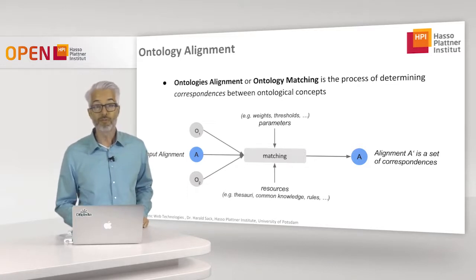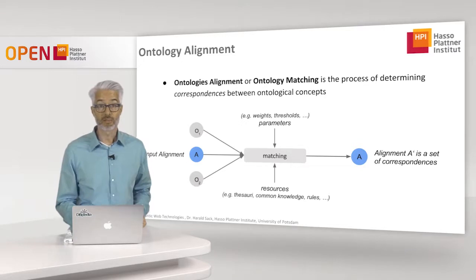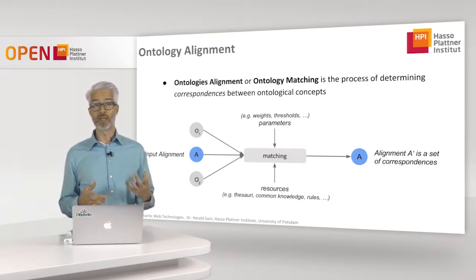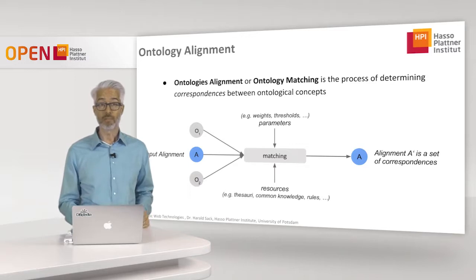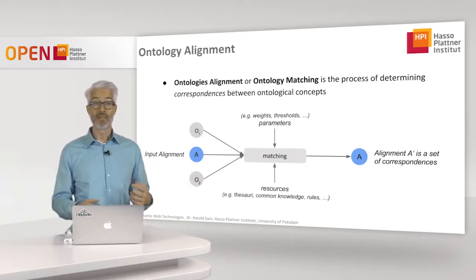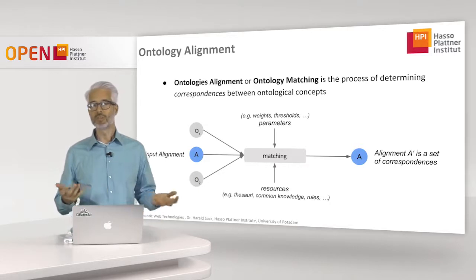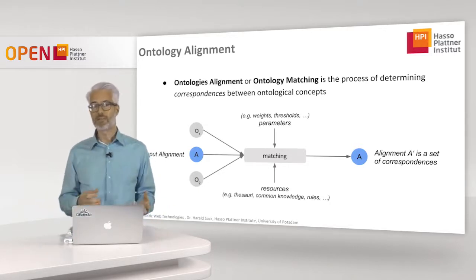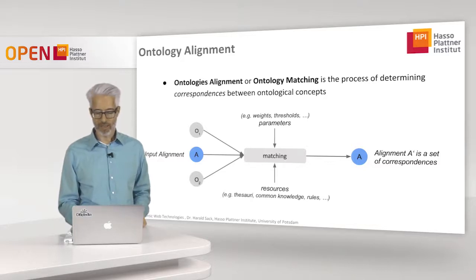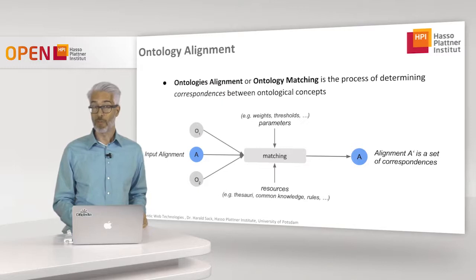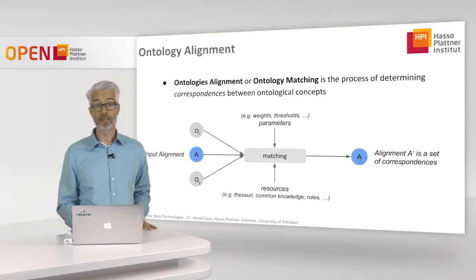So we start with two different ontologies and we have some kind of input alignment. And this is the input of the matching process, which also takes into account some models, like, for example, a weighting of parameters or thresholds that have to be considered when trying to create a matching. And on the other hand, there are also external resources that come into play, like, for example, a dictionary, thesaurus, or a common knowledge base, rules, that are available. And they guide or help and support the mapping and matching process. And in the end, the output then here is an alignment, which is called A prime. And this is a set of correspondences, of mappings between single ontological concepts in these two ontologies, O sub 1 and O sub 2.